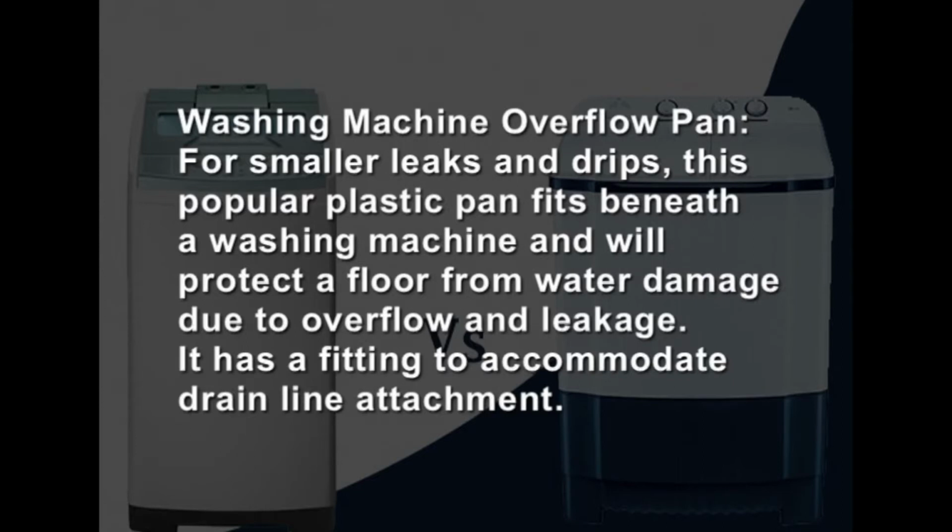Washing machine overflow pan. For smaller leaks and drips, this popular plastic pan fits beneath a washing machine and will protect a floor from water damage due to overflow and leakage. It has a fitting to accommodate drain line attachment.